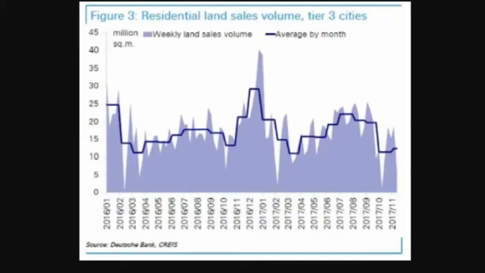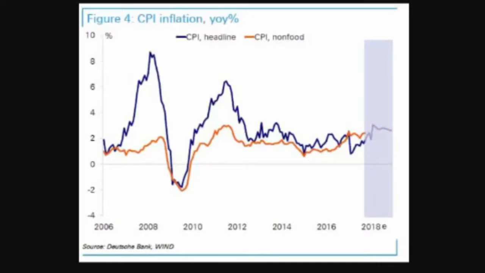The property market boom in Tier 3 cities is also losing momentum, as shown by this chart, which indicates that residential land sales volume is declining. Two other main risks facing China include rising inflation and rising interest rates.